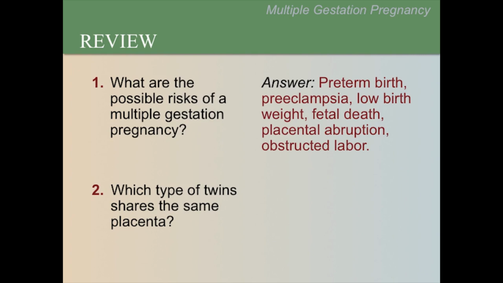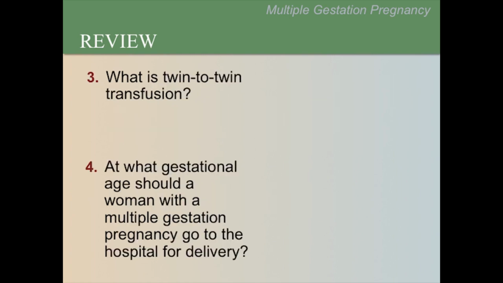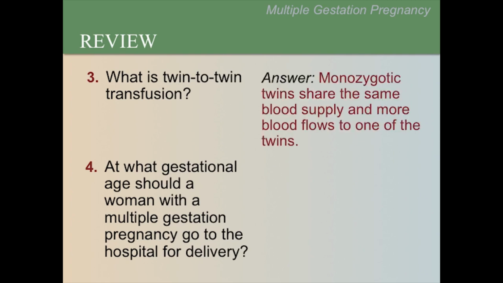Which type of twins shares the same placenta? The answer is monozygotic twins that split 3 days after fertilization. What is twin-to-twin transfusion? The answer is a condition in which monozygotic twins share the same placental blood supply, and more blood goes to one of the twins than the other.